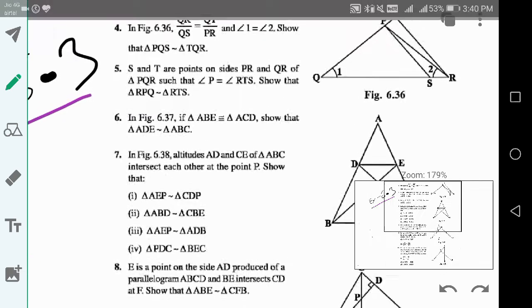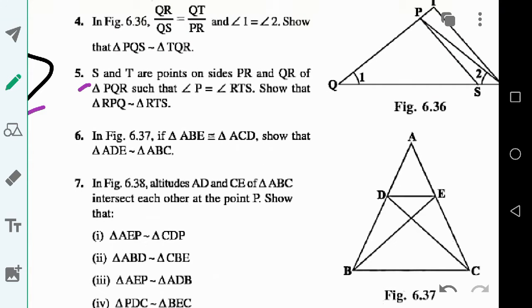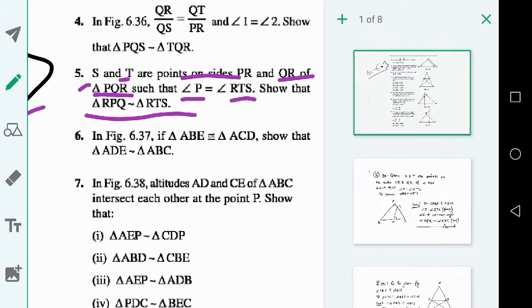So what is the question here? S and T are points on the sides PR and QR of triangle PQR such that angle P is equal to angle RTS. Then we need to show triangle RPQ is similar to triangle RTS. Let me show you how to solve this one.